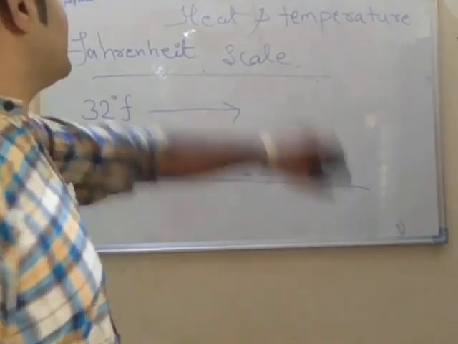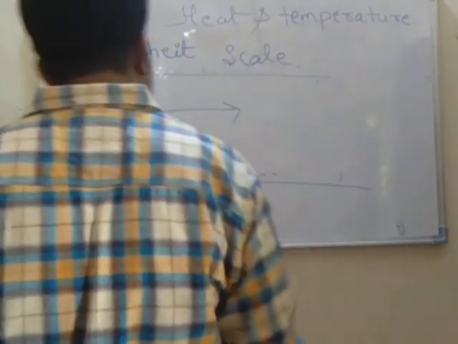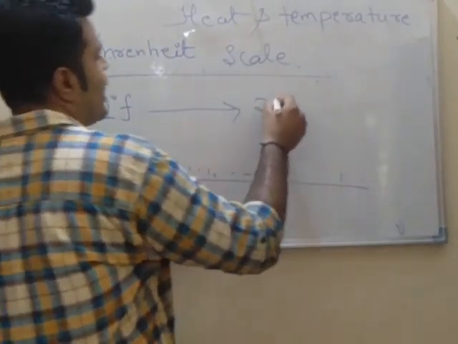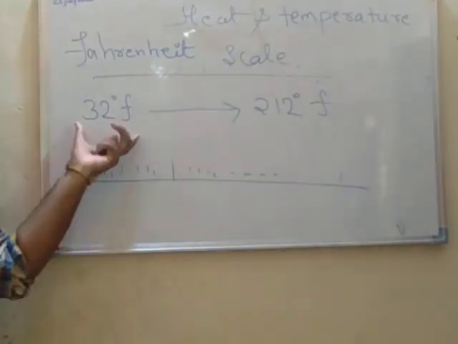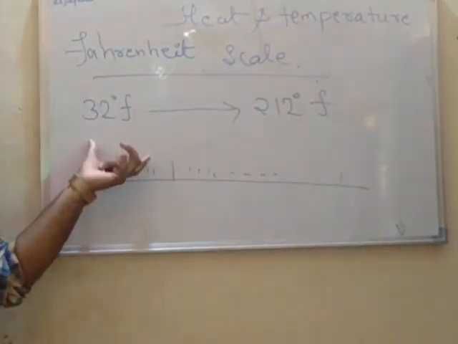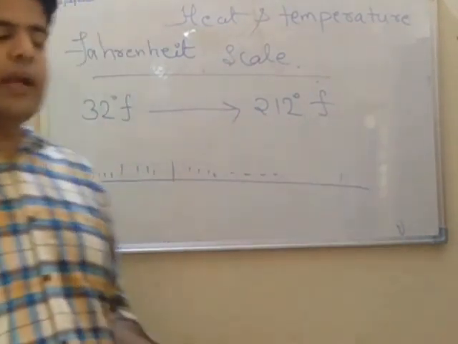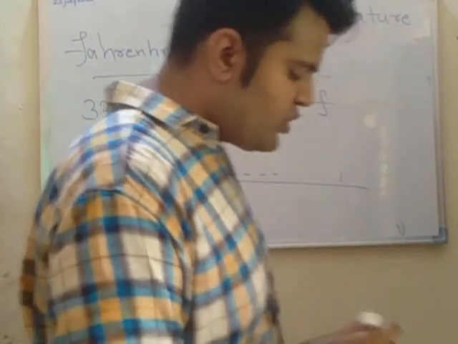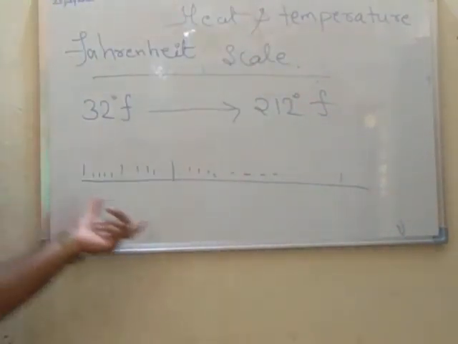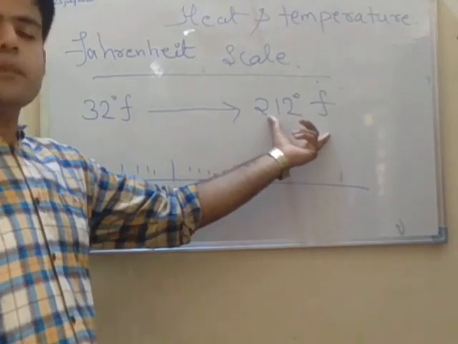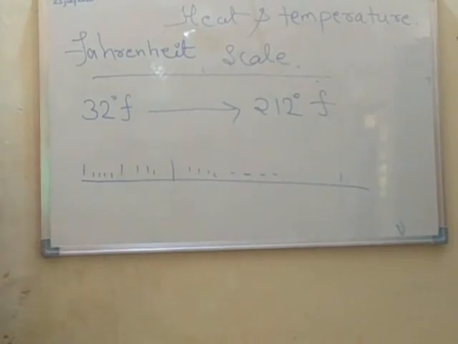And what is the boiling point of water in the Fahrenheit scale? The boiling point of water in the Fahrenheit scale is 212 degree Fahrenheit. That is, water starts freezing at 32 degree Fahrenheit and starts boiling at 212 degree Fahrenheit. This shows that the lowest temperature in the Fahrenheit scale is 32 degree Fahrenheit and the highest temperature is 212 degree Fahrenheit.